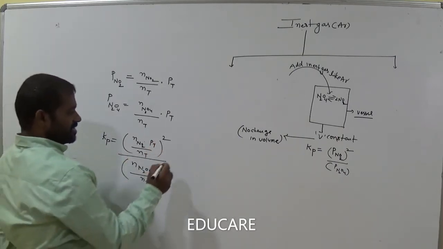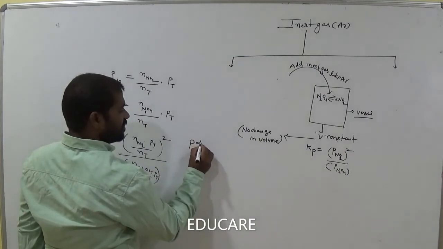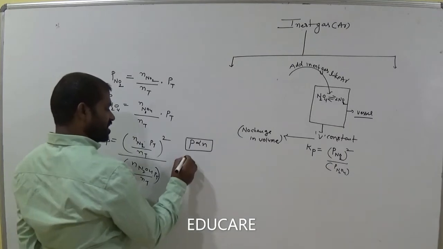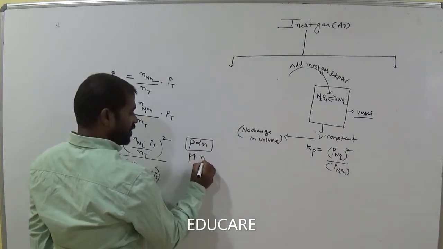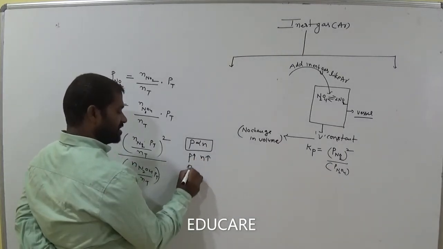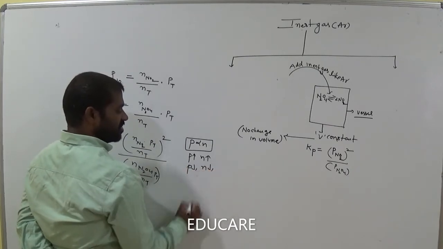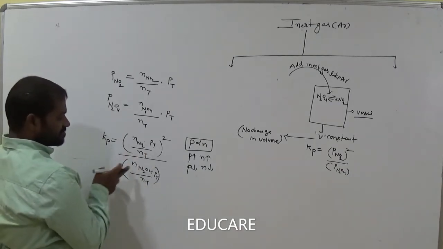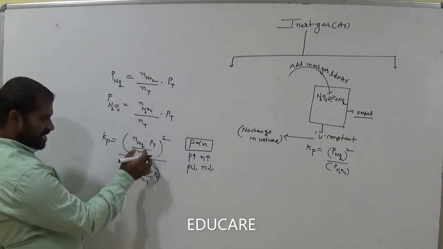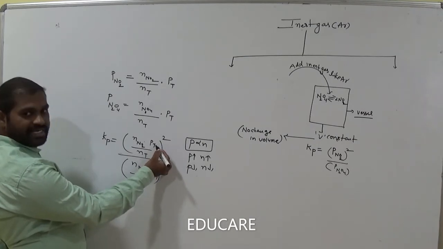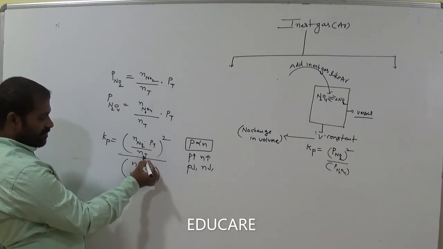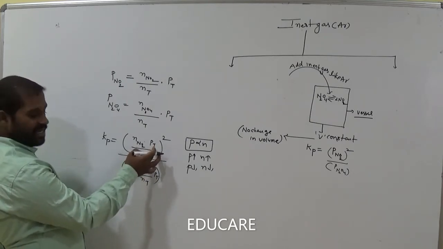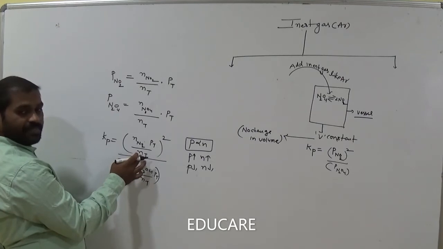So you remember one thing, P is directly proportional to n. That means if P increases, the number of moles increases. If P decreases, the number of moles also decreases. P means pressure here. Now see, in this equation the pressure is at the numerator and the total number of moles is at the denominator, am I right?